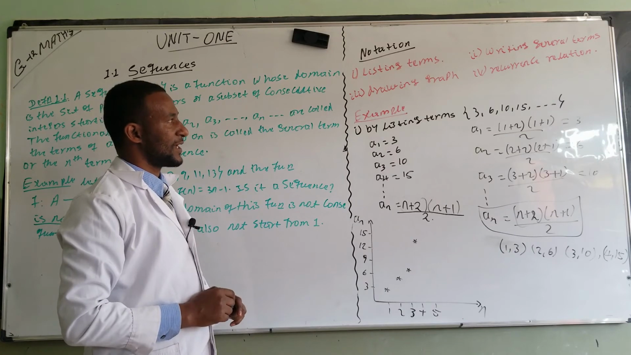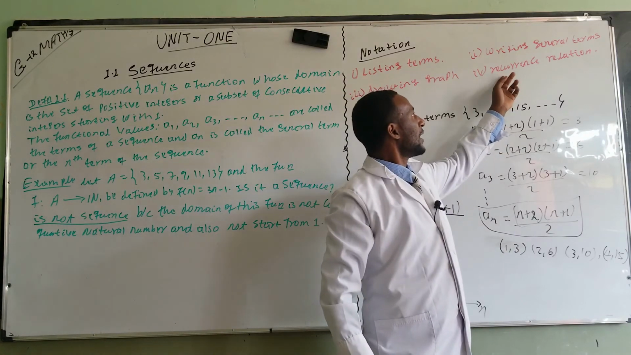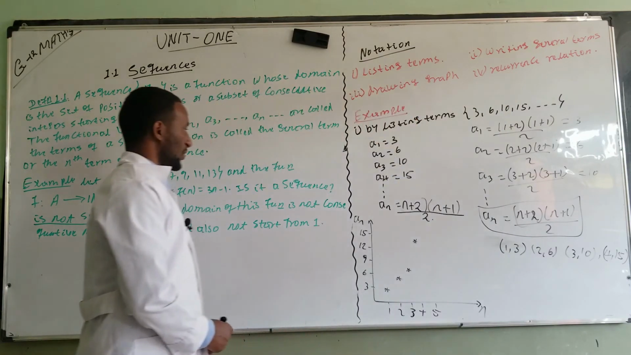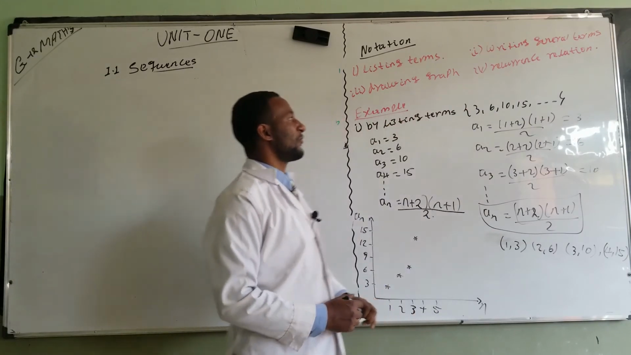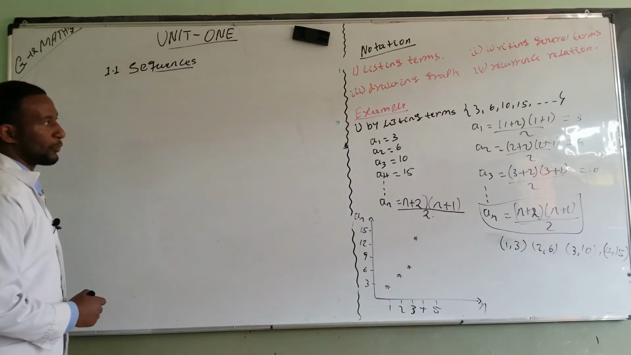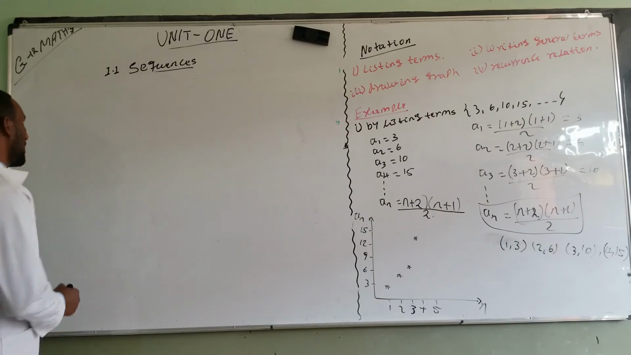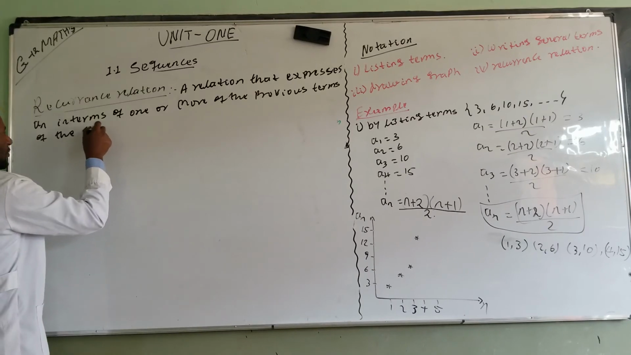Let us describe this sequence by recurrence relation. Let us see the definition of recurrence relation before we describe this sequence with a recurrence relation. What does recurrence relation mean?